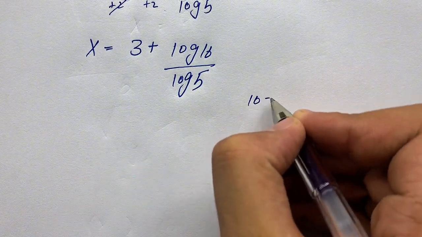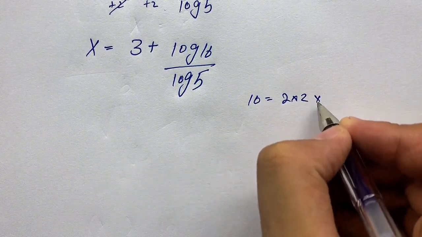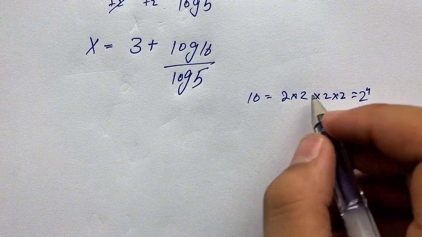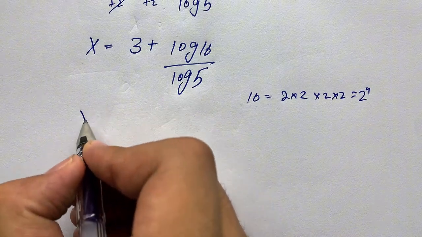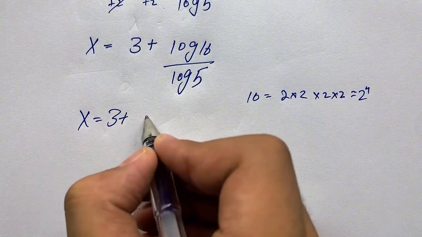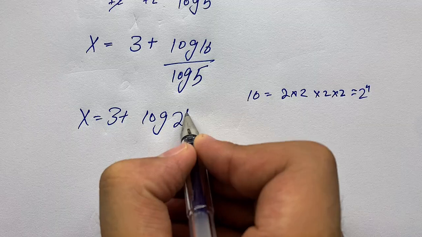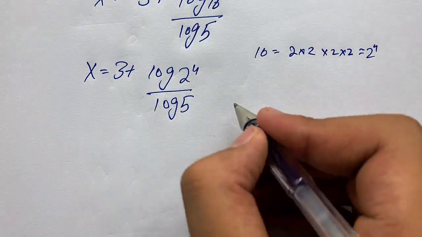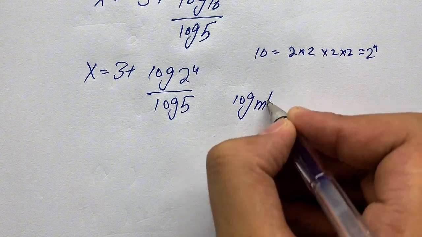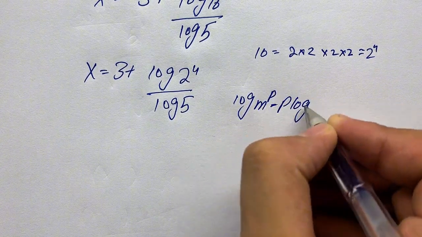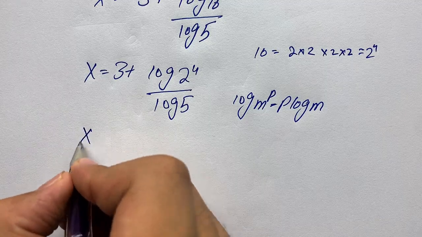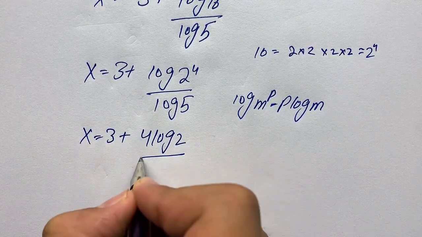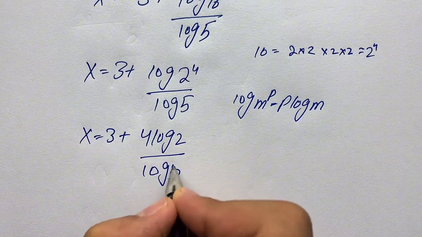As we know that 16 is equal to 2 into 2 into 2 into 2, that is 2 to the power 4. We are putting this: x is equal to 3 plus log of 2 to the power 4 divided by log of 5. Again apply the formula log of m to the power p is equal to p log of m. And this will be x is equal to 3 plus 4 log of 2 divided by log of 5.